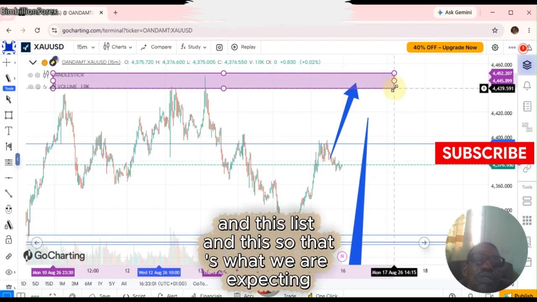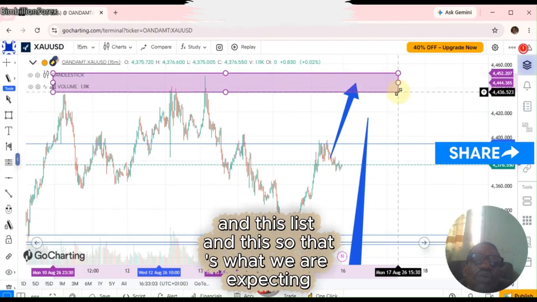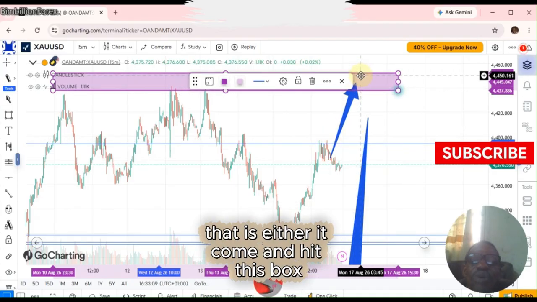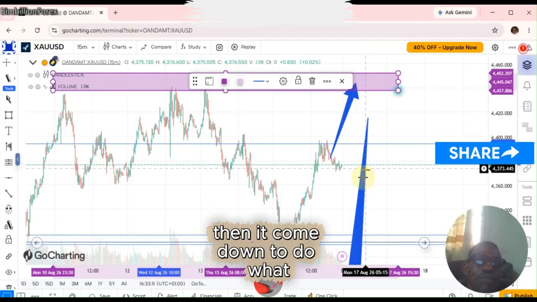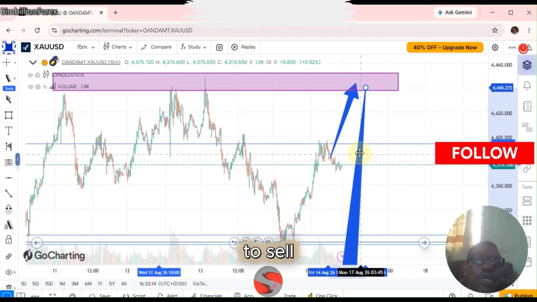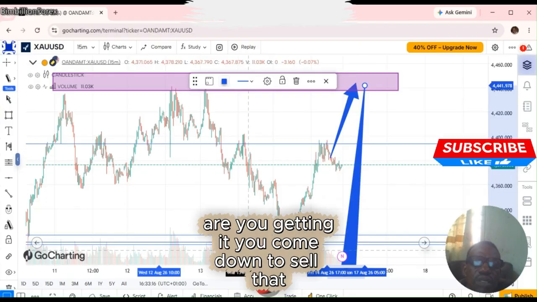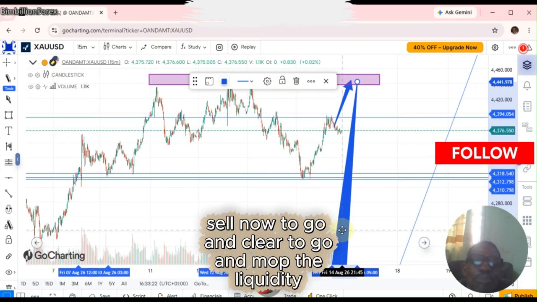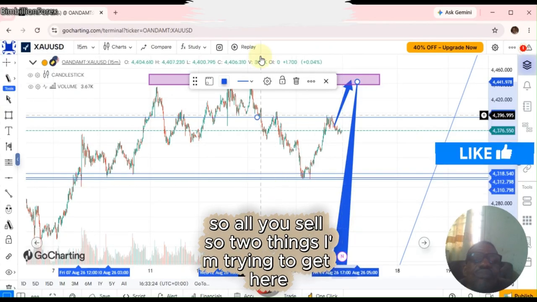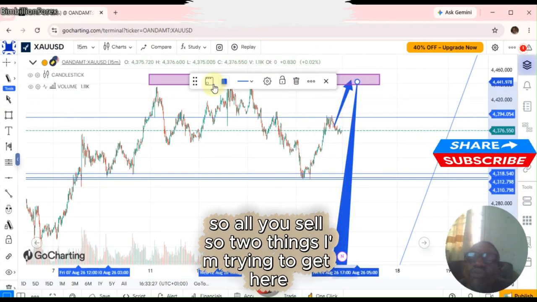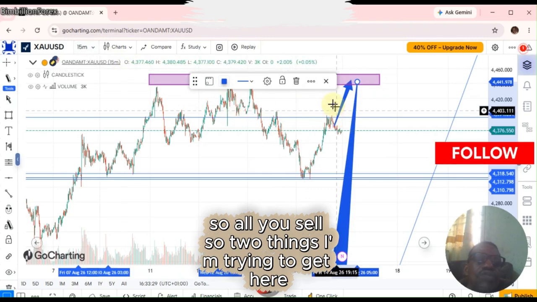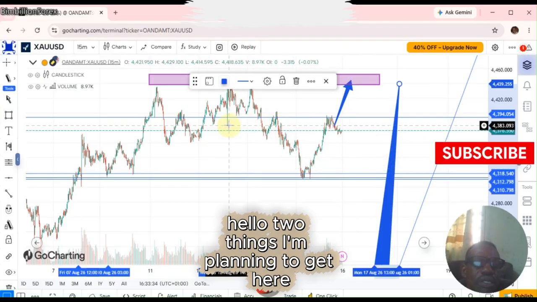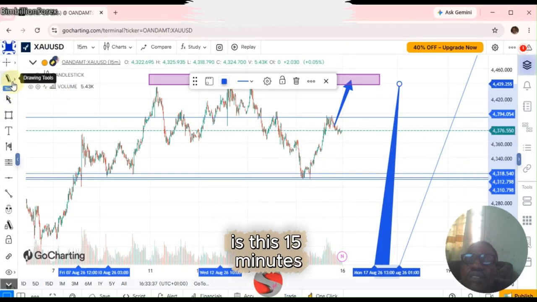So that's what we are expecting: either it comes and hits this box, then it comes down to sell. Are you getting it? It comes down to sell. That sell goes to clear and mop the liquidity. So there are two things I'm planning for here.